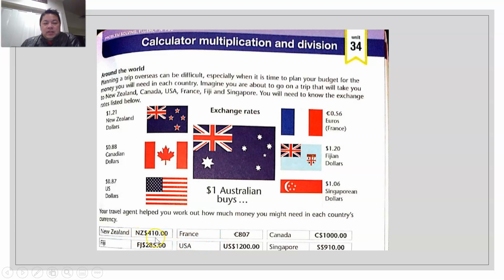Based on this, New Zealand is $410, Fijian is $285, Euro is $807, American dollars is 1,200, Canadian dollars is 1,000, Singapore dollars is $910. So how do you go about doing that? Okay, so this table actually tells you $1 buys how much. So for this case, $1 I can actually get $1.06 for Singapore dollars. You can get $1.20 for the Fijian dollars. Okay, this is what it means.